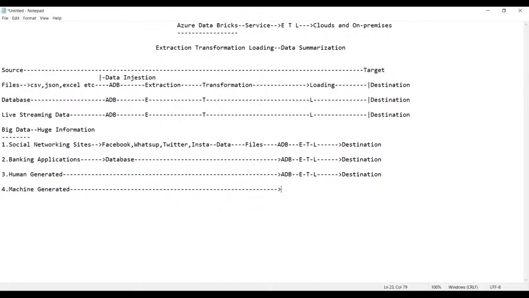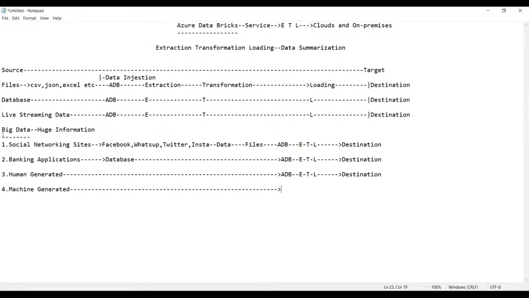So now, every machine generates the data. Any kind of machine generated data, that data will be recorded. The data will be recorded in the following forms. It can be in the form of live streaming, databases, or files.